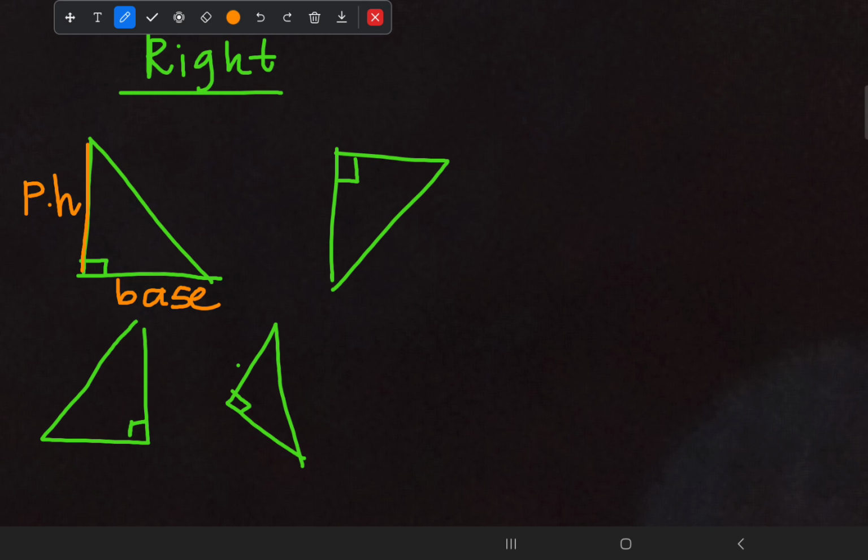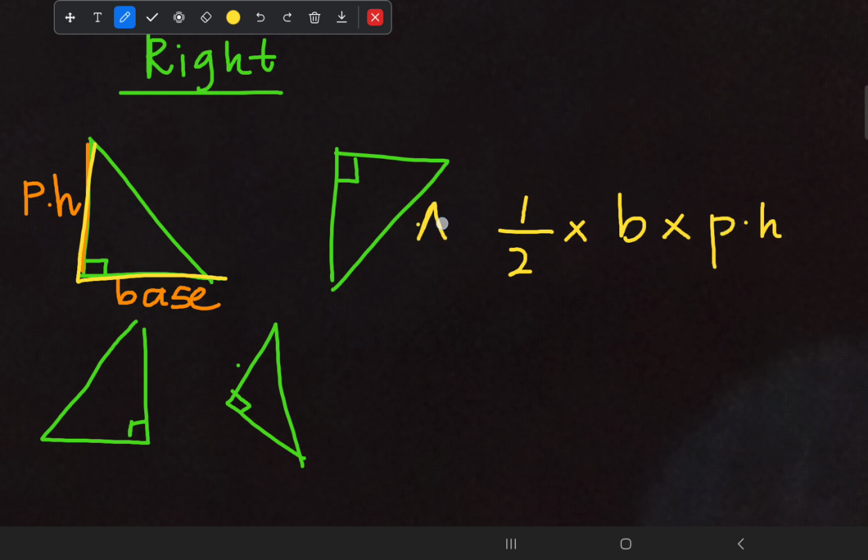We have to think about the sides which are creating the right angle. If one is considered as the base, the remaining one should be our perpendicular height. So it is half into base into perpendicular height, the same formula to find the area of each triangle.